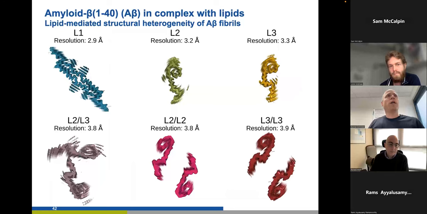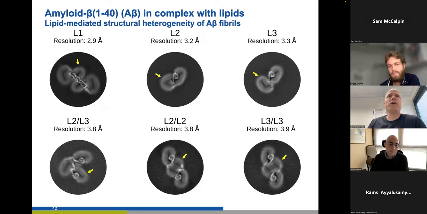The L1 structure is by far the most dominant one. It has the highest population, and the other ones are much less populated. And this also correlates with the resolution that we obtain. So the best one here is 2.9, and the lowest population is 3.9. So these two are really low populated.